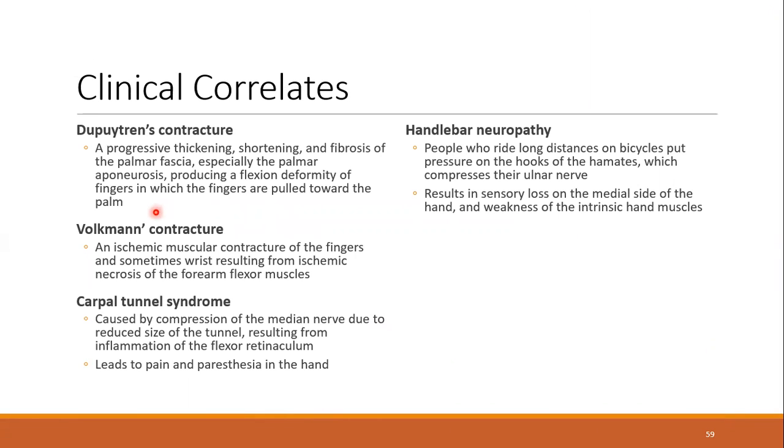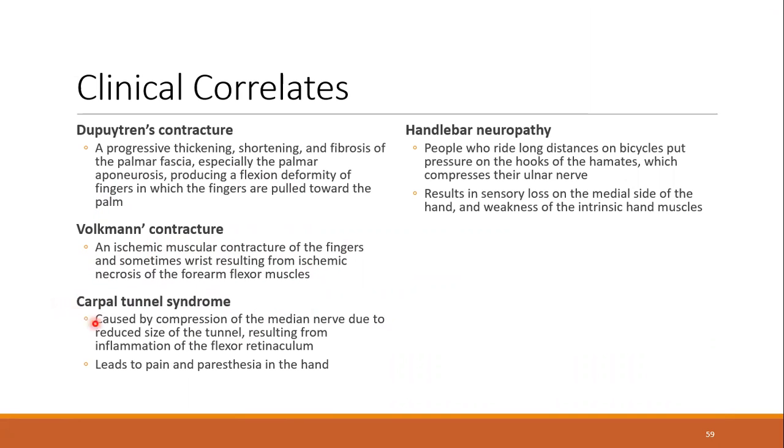So, other clinical correlations that were mentioned. You have Volkmann's contracture, which is an ischemic muscular contraction of the fingers and wrists, resulting from ischemic necrosis of the forearm flexor muscles. When you see ischemic necrosis, that means they have lost blood supply, and so the muscles have now died. Necrosis is the death of tissue.